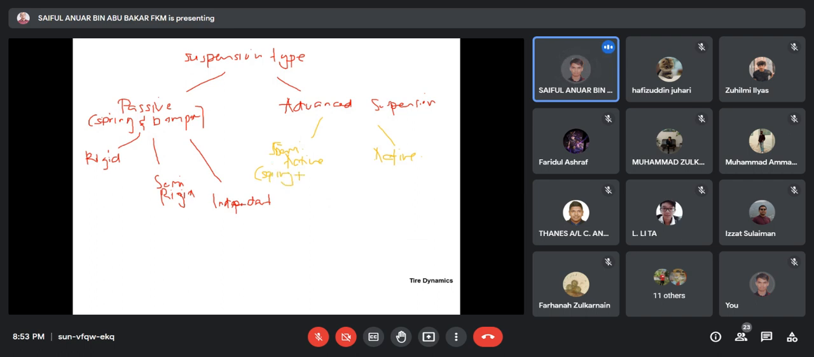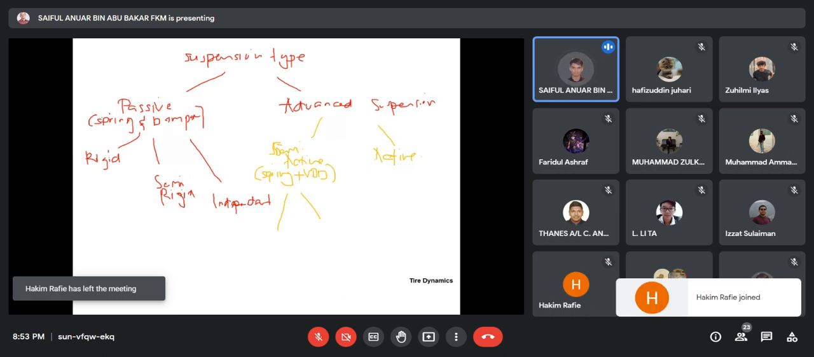Spring plus variable damping damper. When I say variable damping damper, it does not use the common damping or shock absorber. It uses a shock absorber where the characteristic of the damping coefficient can change depending on the condition of the road profile, and this value is actually being controlled by the electronic system, by the sensors. And this variable damping damper, we have two types.